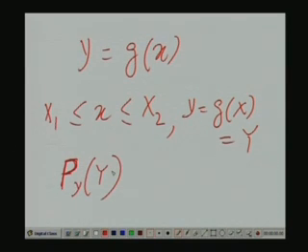That will be same as the probability of x falling in this range. Okay, x falling within this range, and what is that probability?